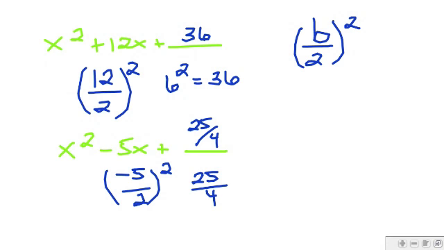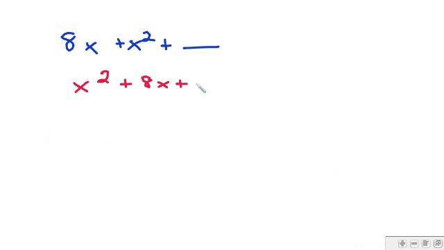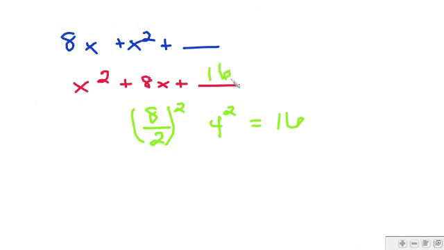Okay? Now there are some times when you're going to have to put them in standard order. Like, for instance, this problem, where we have 8x plus x squared plus what? Well, let's go ahead and put this in standard order, putting the x squared first, plus 8x plus what? Using the same formula again, we're going to do b divided by 2 all squared. So 2 goes into 8 4 times. 4 squared is going to give us 16. So my answer here is 16.